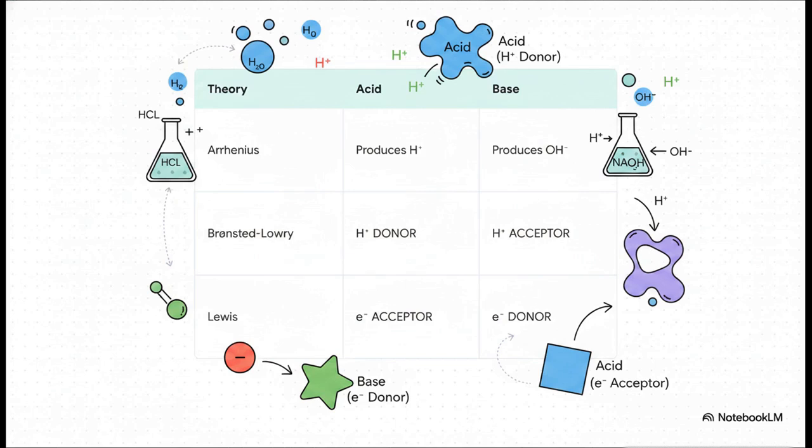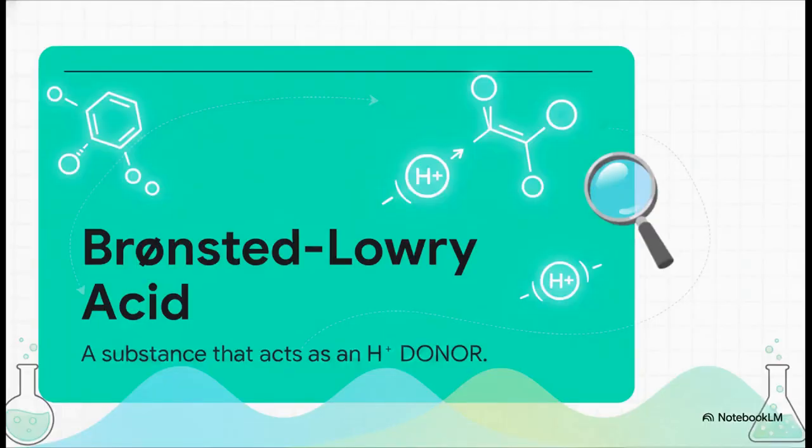Finally, the Lewis theory brought in electron matchmaking, identifying acids as electron pair acceptors and bases as electron pair donors. So the absolutely crucial takeaway here is that a Brønsted-Lowry acid's entire identity is based on its ability to give away or donate a proton. That single H+ ion transfer, that's the foundational engine driving literally all the reactions we're about to look at.